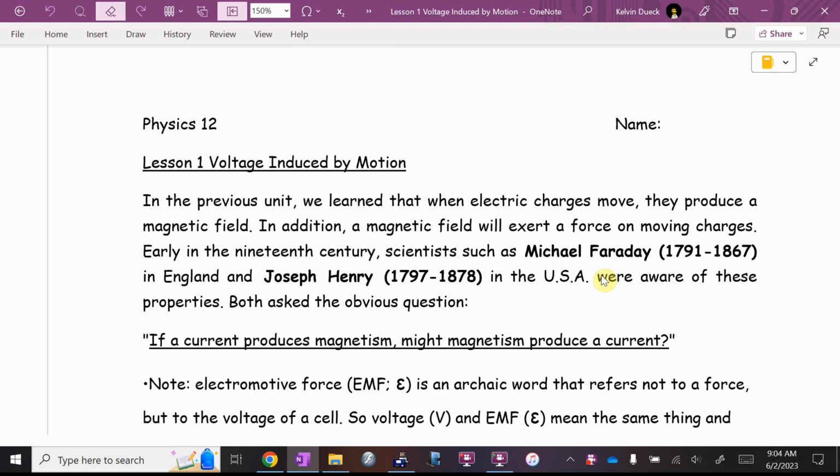Early in the 19th century, scientists such as Michael Faraday and Joseph Henry were aware of these properties, and they both asked the next question. Well, look, if a current can produce a magnetic field, can a magnetic field produce current? Can we use magnets to generate electricity?